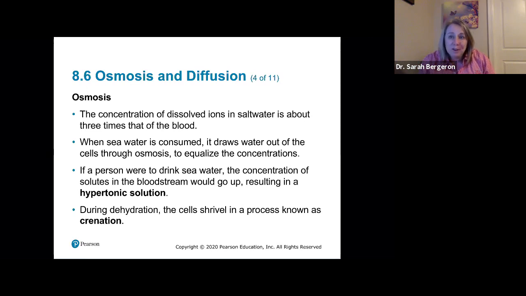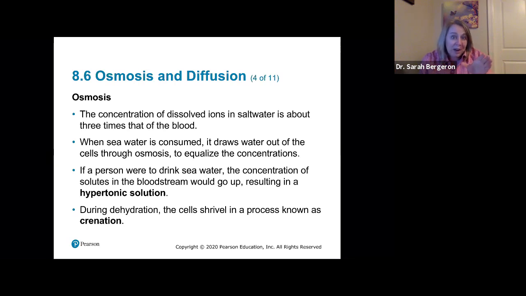So if we're stranded on a deserted island, right, there's water surrounding us, but you can't drink it. Why can't you drink it? Because if you drink that seawater, and that seawater has 3 times the amount of salt, when we drink it, what's going to happen is that the water is now going to move from our cells into our bloodstream.